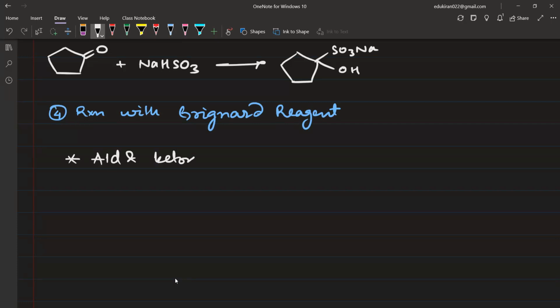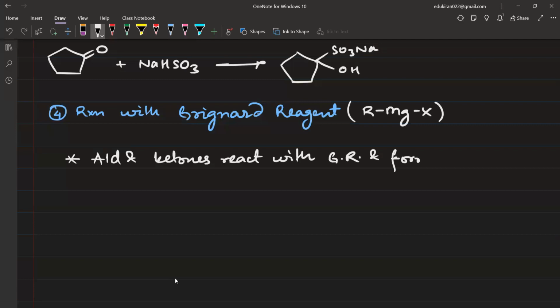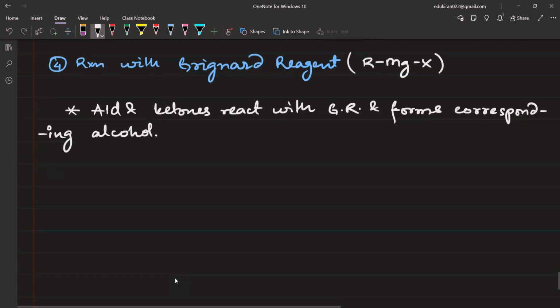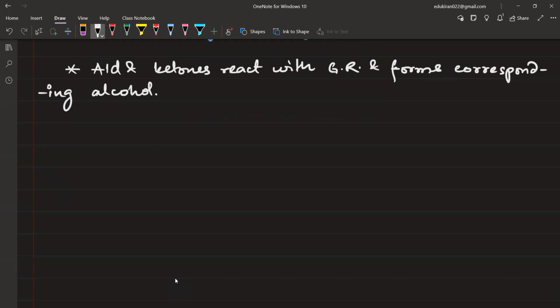Aldehyde and ketones react with Grignard reagent. So what is Grignard reagent? It will be RMgX. Aldehyde and ketones react with Grignard reagent and form the corresponding alcohol. I hope you guys remember this.